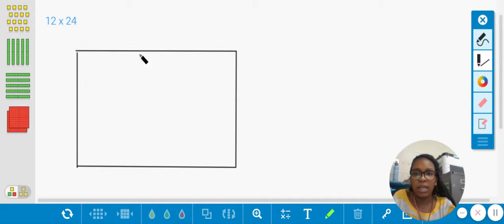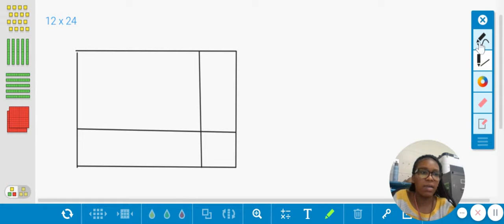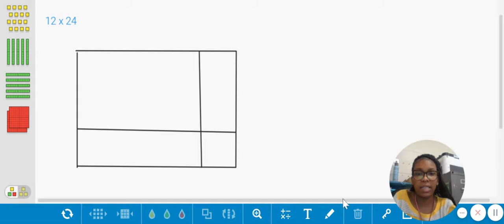All right. And I think I'm going to put 12 down the left side. So let's go ahead and cut that off like that. And I'm going to put 24 at the top. All right. And to keep my numbers nice and neat, I'm not going to write them out today. I'm going to go ahead and type them so you guys can see clearly.